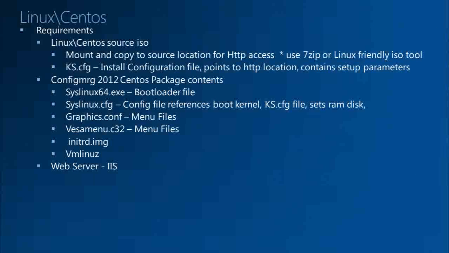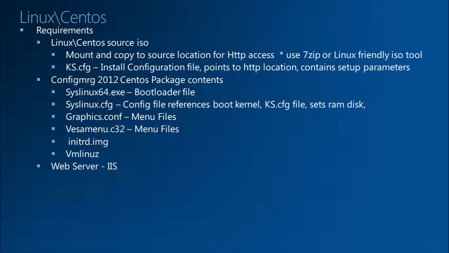Of course you're going to need your source ISO. When you have that, you need to mount it and copy all the files to a location on, in this case, our web server. You can use 7-Zip or a Linux-friendly ISO tool, and I'll talk a little bit more about that in a minute. You'll also have your Kickstart config file in that same location.